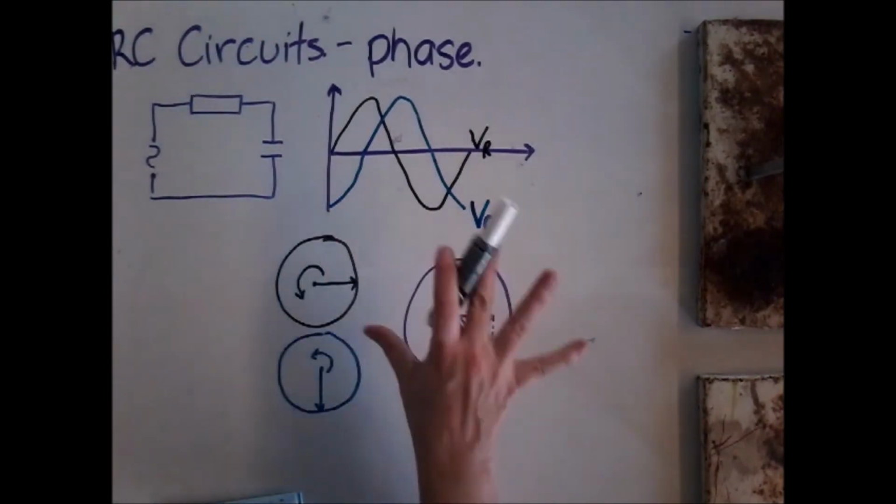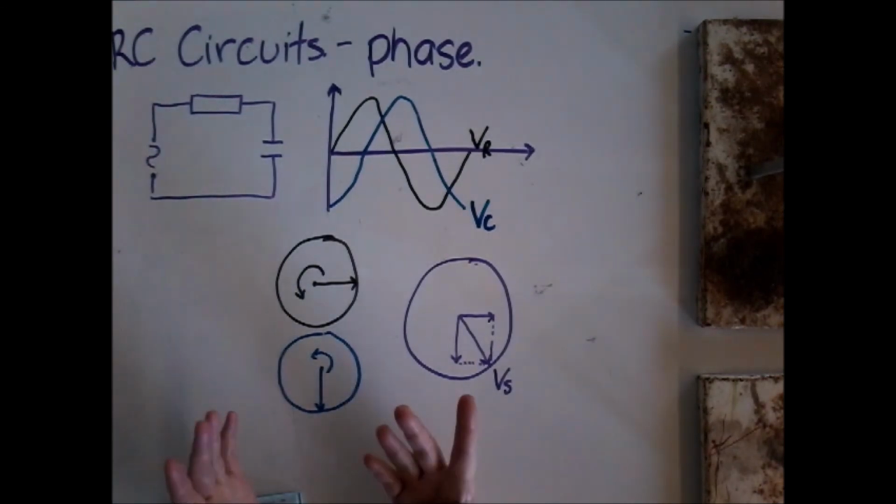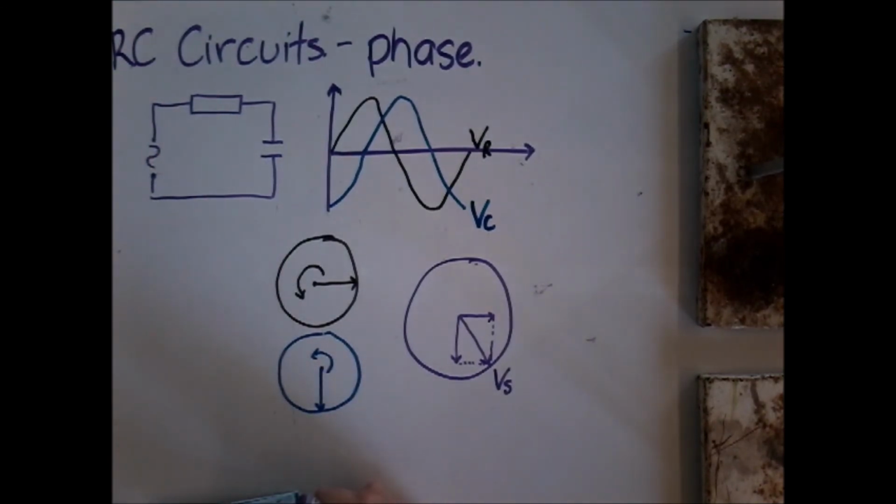So this here enables us to talk about the way that the supply voltage, the resistor voltage, and the capacitor voltage work together, and we can then combine them to talk about a new concept called impedance.